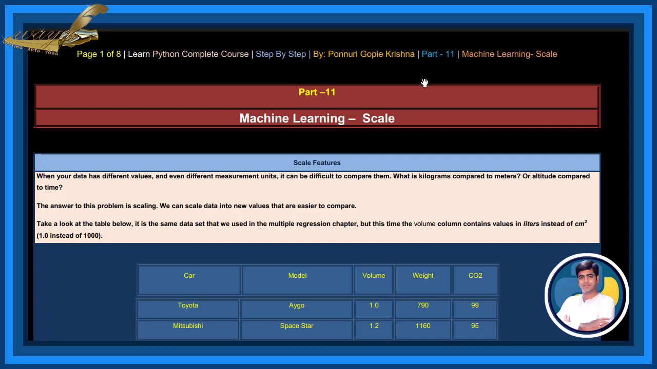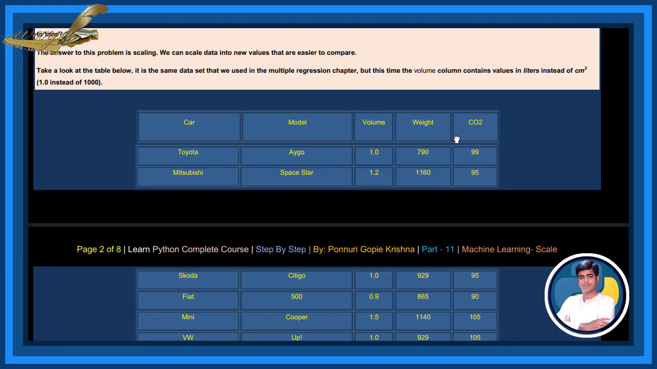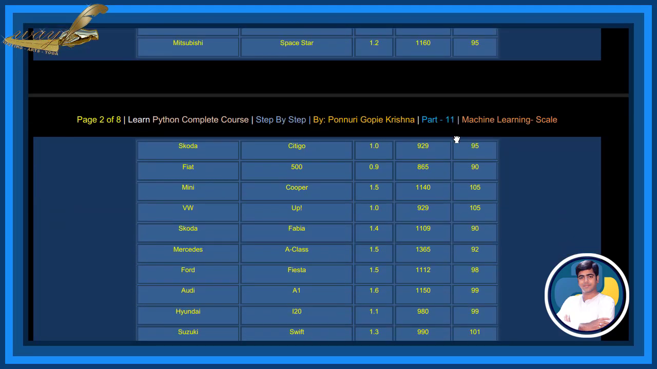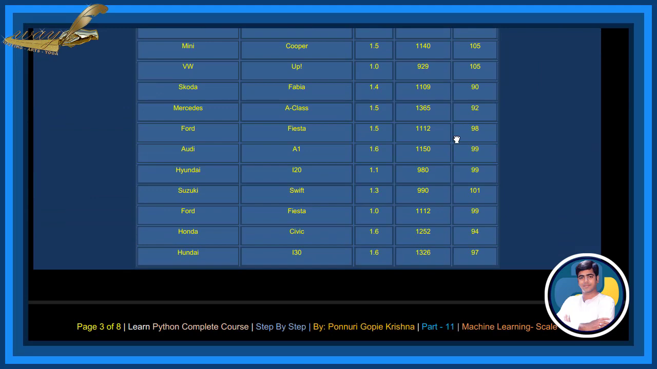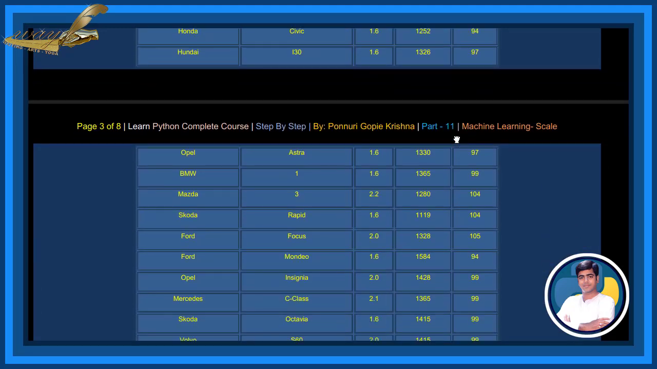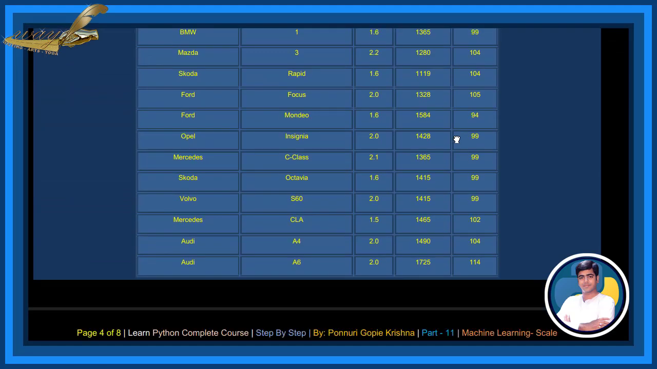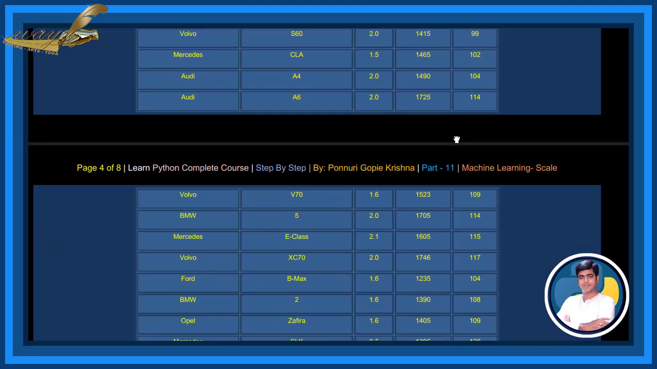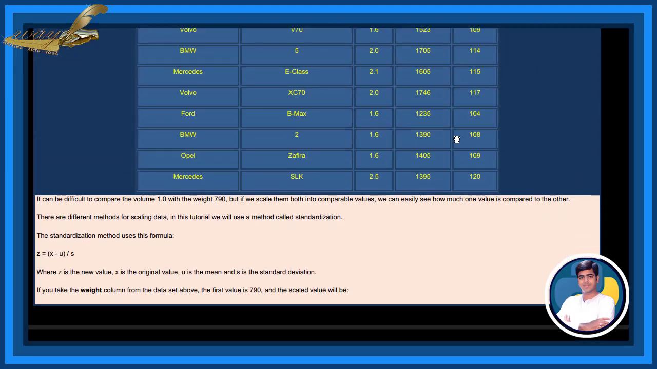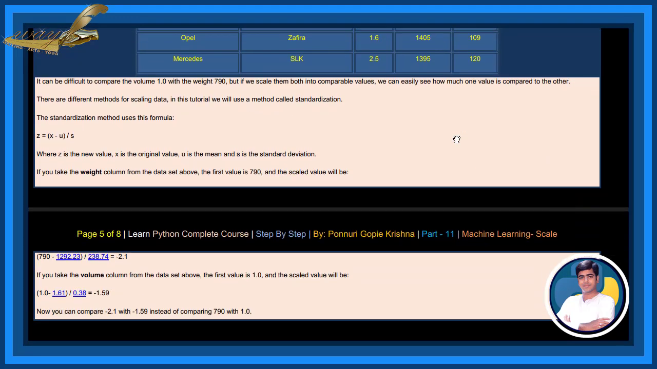Take a look at the table below. It is the same data set that we used in the multiple regression chapter, but this time the volume column contains values in liters instead of cm cube, 1.0 instead of 1000. See car model, volume, weight, CO2. It can be difficult to compare the volume 1.0 with the weight 790, but if we scale them both into comparable values, we can easily see how much one value is compared to the other.